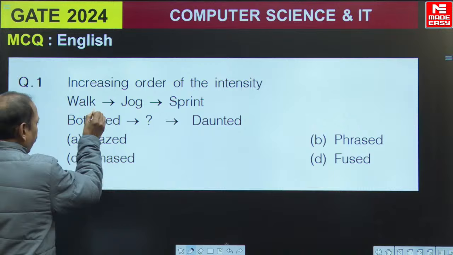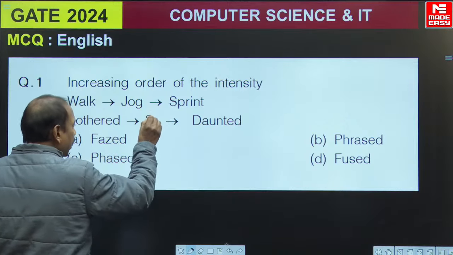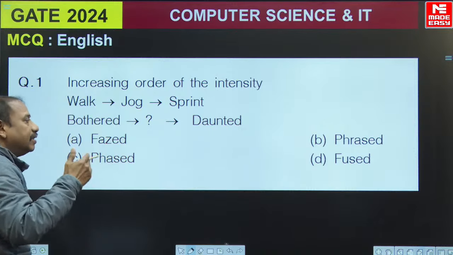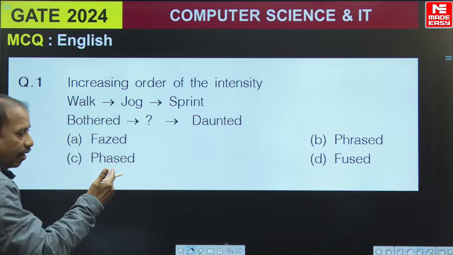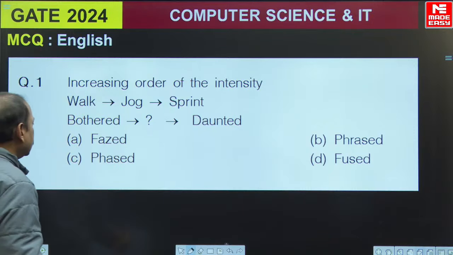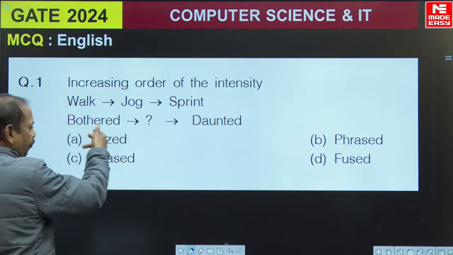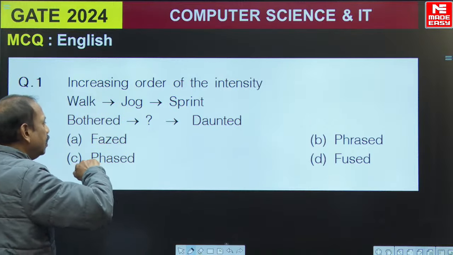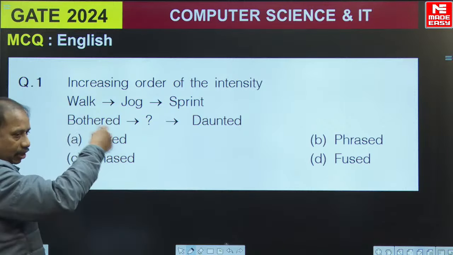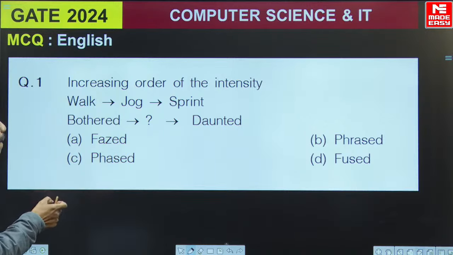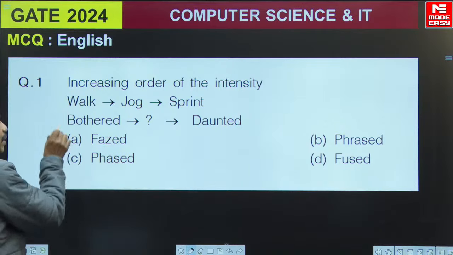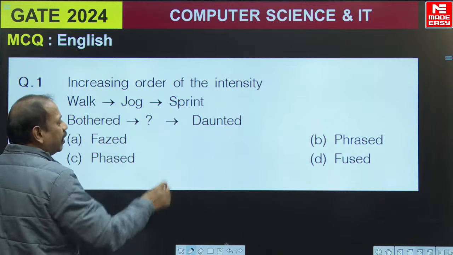So that means if you carefully observe, though all of them have similar meaning, what is the actual difference? The difference lies in the intensity of the words. Same with this. Now we look at this. Bothered is the first word, daunted is the third word, and you need to find out the word that has to be in the middle. The word should also give the same meaning that is given by bothered and daunted.